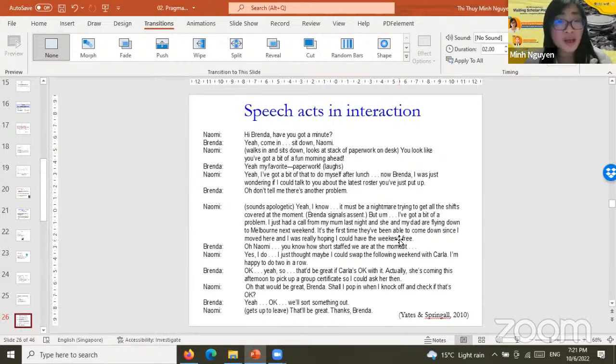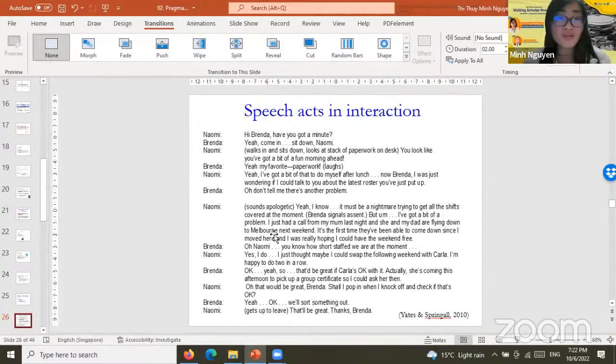You can see that the main request is not produced until what turn? 1, 2, 3, 4, 5, 6, 7, until turn 7. So people say a lot of things before they actually produce a request. Why is it? Because requesting is a very imposing act in English. As I said before, different cultures have different assessments of contextual factors. Whether a speech act is considered imposing or causing inconvenience depends on culture.